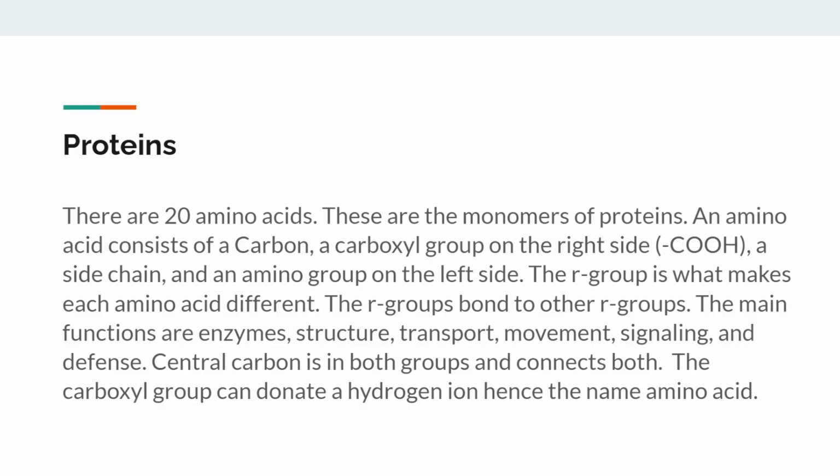The R group is the same thing as the side chain. The R group can bond to other R groups, and the main functions are enzyme, structure, transport, protein signaling, and defense. I'm sure you know because protein speeds up recovery if you're an athlete. Central carbon is in both groups and connects both. The interesting thing about the central carbon is it contributes to both of the structures of each molecule.